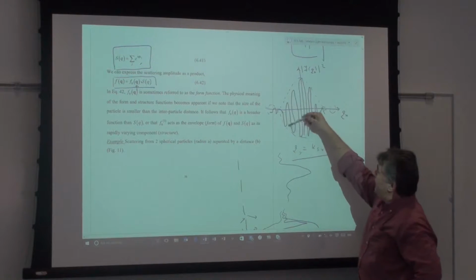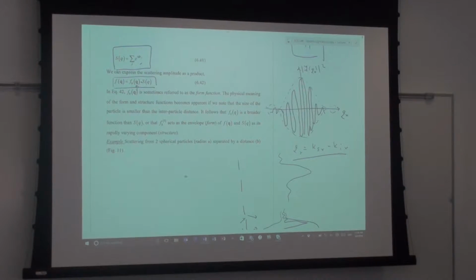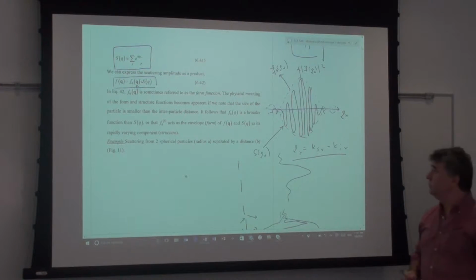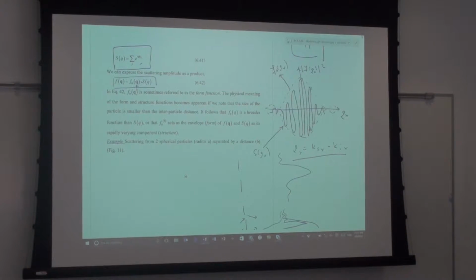Why am I sure that this is the internal, the carrier, if you like? How am I sure that this is actually S of QX, and this is F naught of Q? Why is it not the other way around? Why is this the final structure of the two? You know what I'm asking? Why do I call F naught an envelope? Why do I know that a priori?